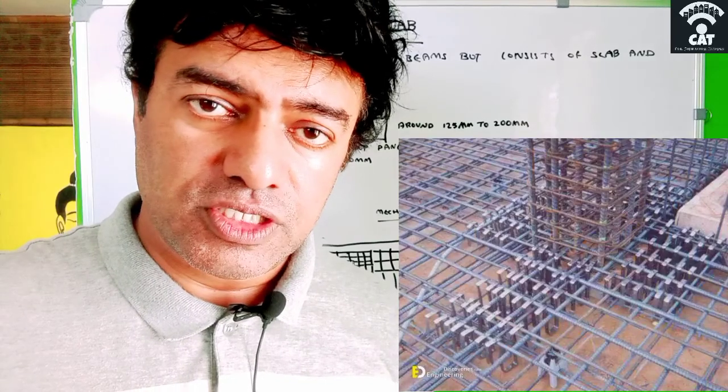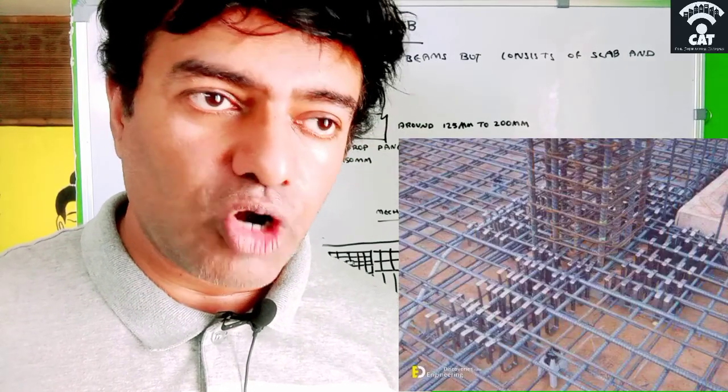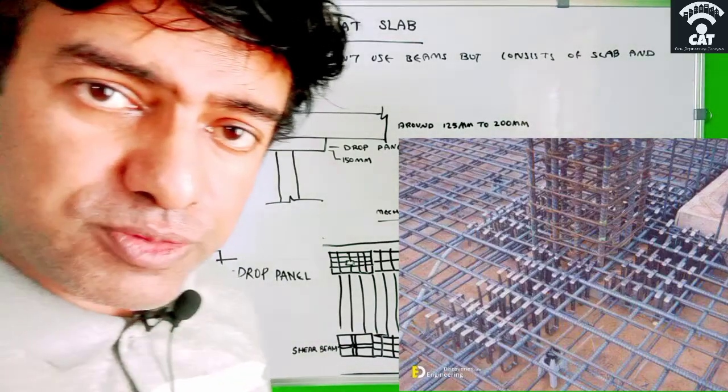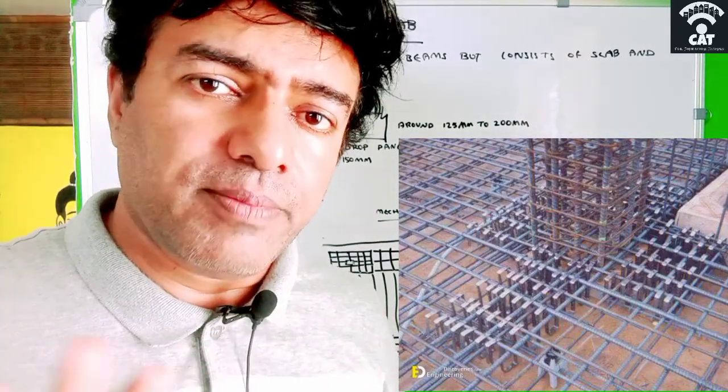So the reinforcement that we are laying in the flat slab is like this: there will be a top mesh and there will be a bottom mesh. It will be a mesh. It will not be a single line reinforcement. It will be crosswise. That is the top. It will be like a mesh.